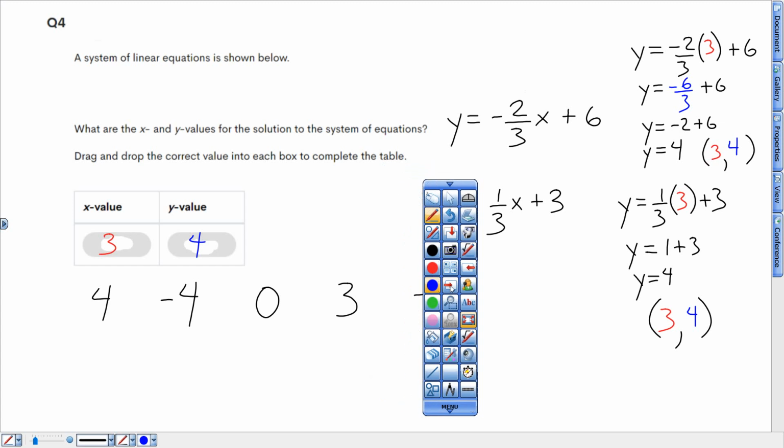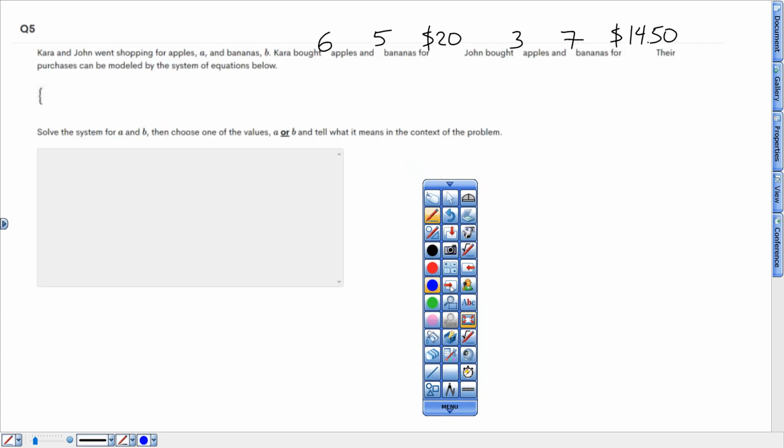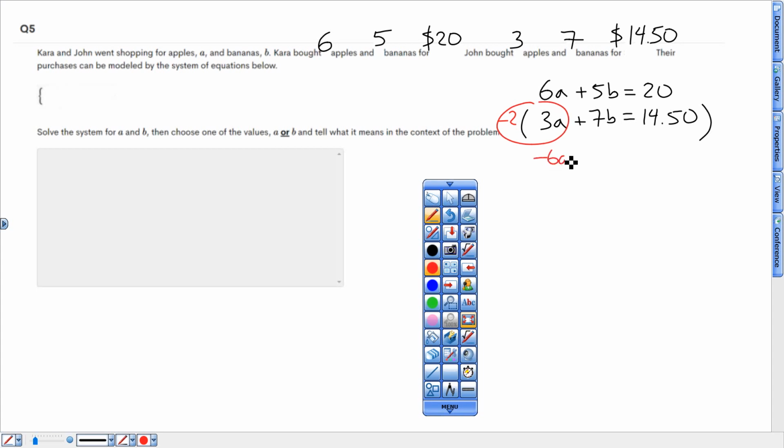All right, next problem. This one, we're going to write the system, solve it, and explain one. So here I go. I have 6 apples plus 5 bananas equals 20. Bottom row, I have 3a plus 7 bananas equals 14.50. I'm going to take this bottom row and times everything by -2. And the reason I do that is this will end up being -6a, which will cancel that 6a above it. That's what I want. I'm going to take the time to rewrite both.